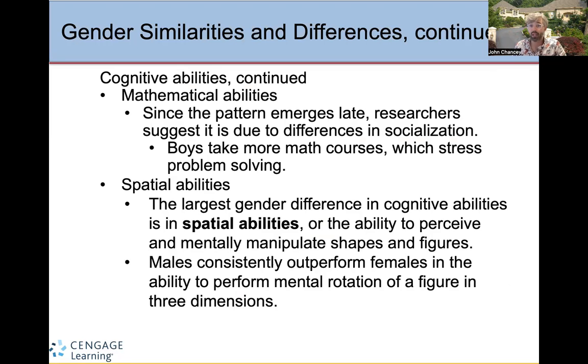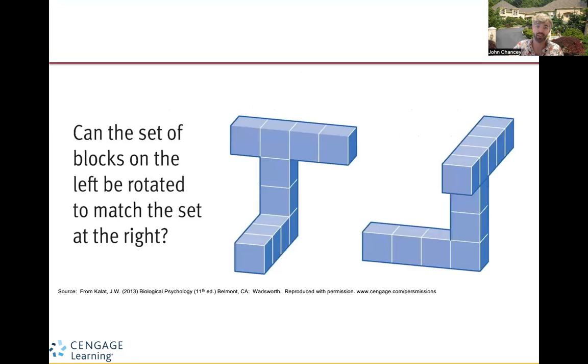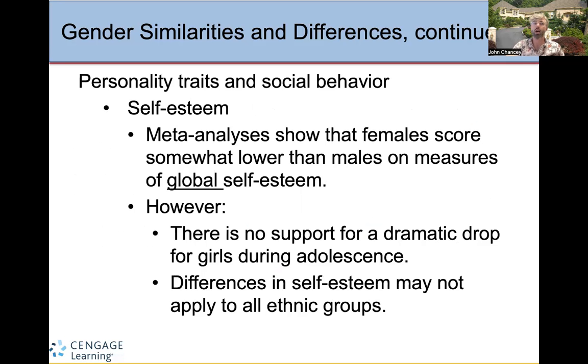In terms of spatial abilities, being able to navigate the world spatially, there are gender differences. The largest, though, is the ability to perceive and mentally manipulate shapes and figures. And in this area, males consistently outperform females in the ability to perform mental rotation. So something like this, being able to mentally rotate this object to look like this object or vice versa. Males tend to outperform. But again, a lot of that has to do with socialization.